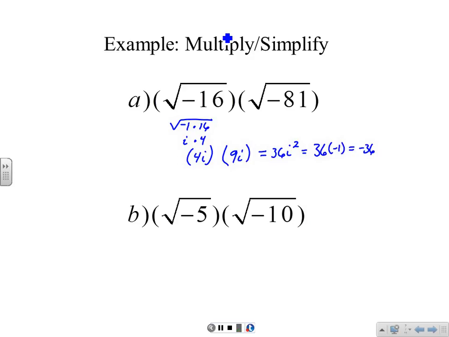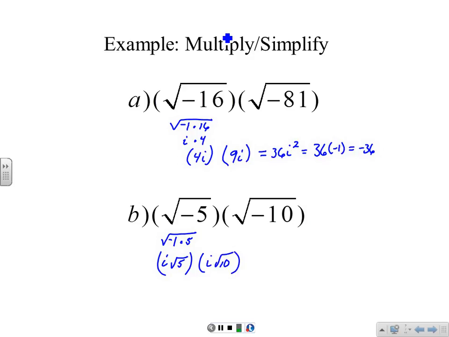Okay, so letter B, we can't take the square root of -5 and we can't take the square root of -10. So what are we going to do? You have to get that negative out from under the radical first. So this is going to turn into the square root of -1 times 5. The square root of -1 is i, and you can't take the square root of 5. So that one's fixed, and this one's going to turn into i square root of 10.